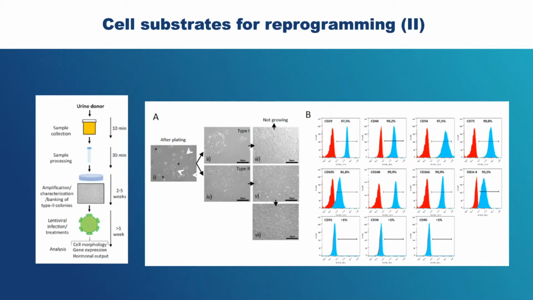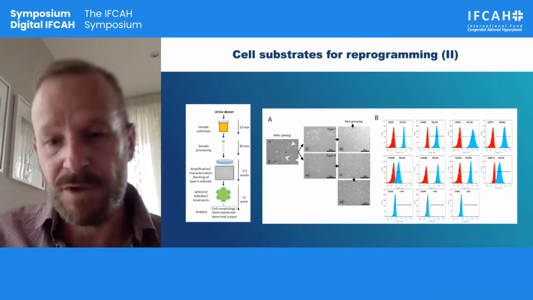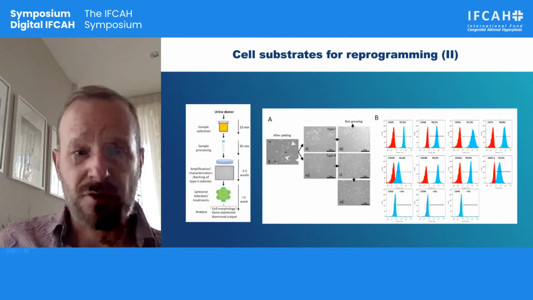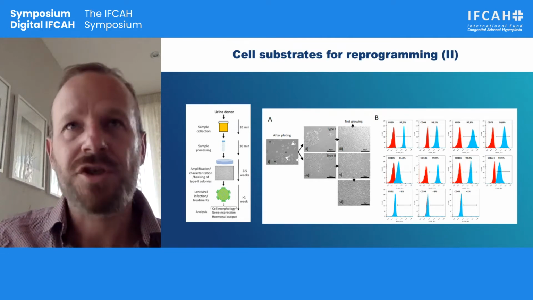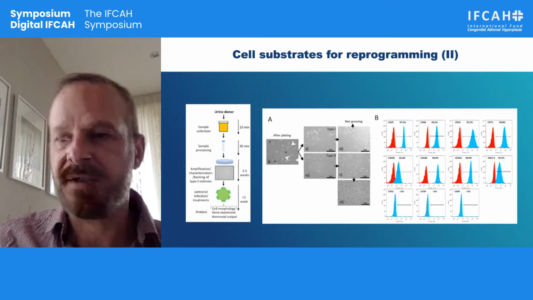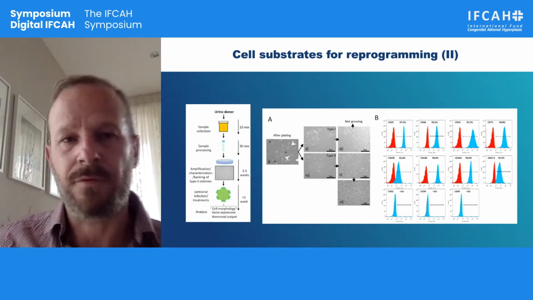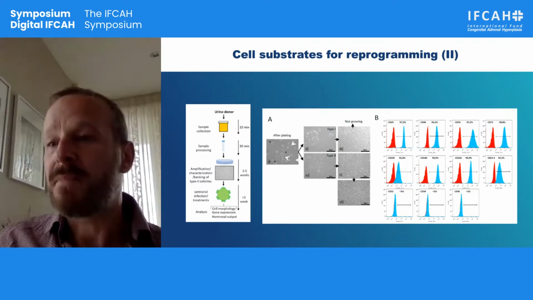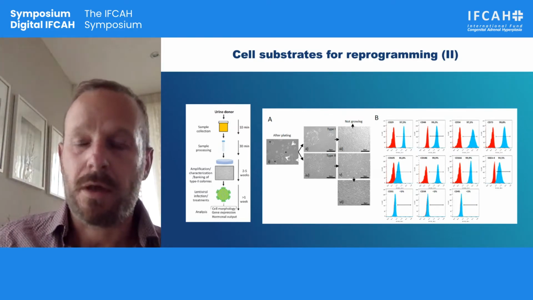But mostly we have been using cells which were established from urine, and the procedure is shown on the left. So basically, when you collect urine and you plate it, you will see that the vast majority of cells within urine are fully differentiated squamous cells. But if you are patient enough to wait 3 to 10 days and use a very specific media formulation, you will see that some colonies appear within the culture dish.